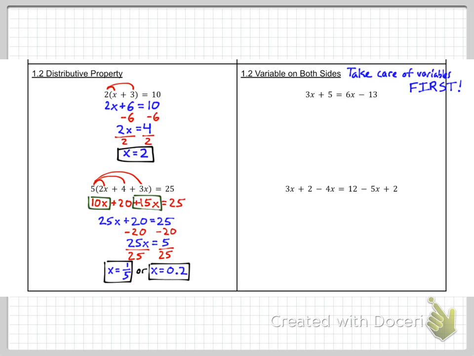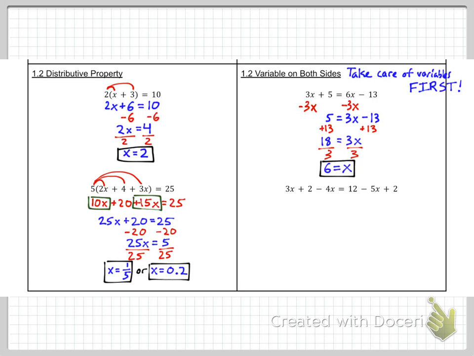So instead, I need to subtract out or eliminate the variable from one side. I could subtract 6x from both sides, but that would leave me with a negative coefficient. So instead, I'm going to subtract 3x on both sides. So we get 5 equals 3x minus 13. And when I add 13 to both sides, 18 equals 3x, and we finish with x is 6. Go ahead and try the next one on your own.